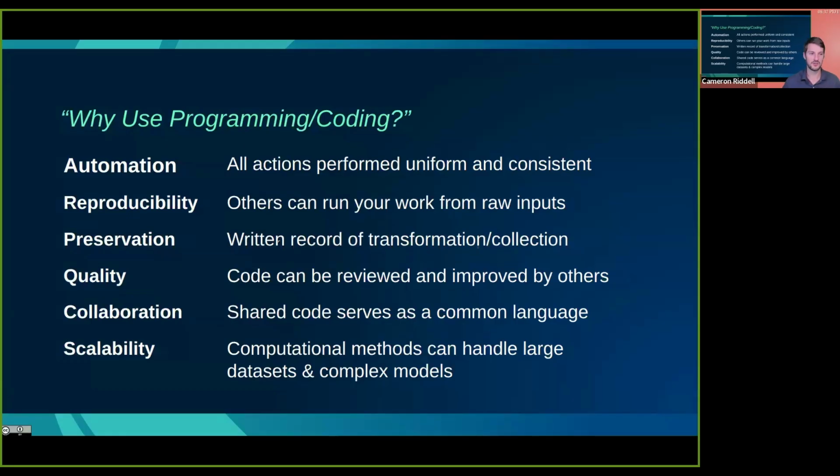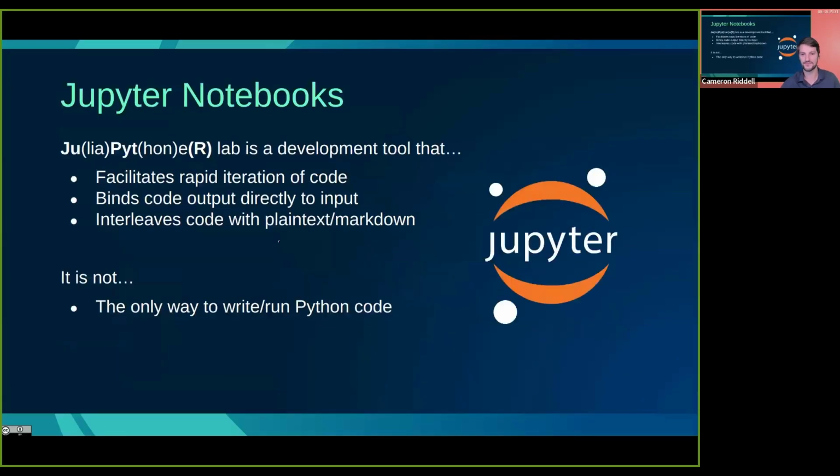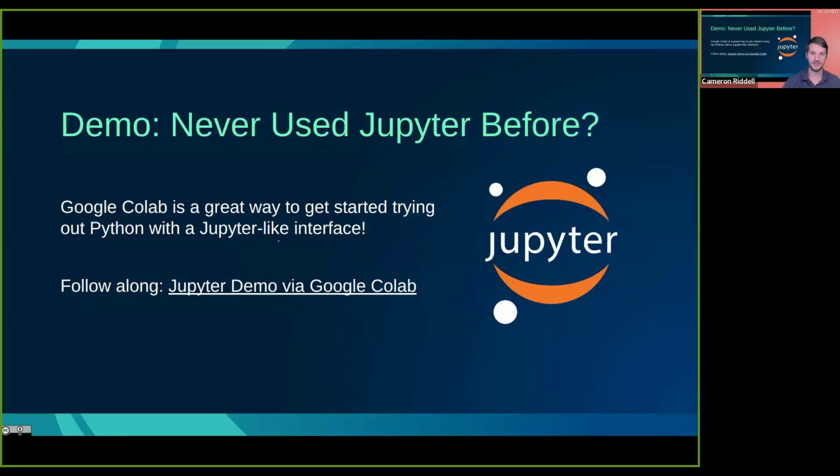It gives us access to increased quality because code can be reviewed and improved by others. In this same line, it gives us access to heightened collaboration. And finally, code will typically give us access to tools that allow us to scale our models or our methods to massively sized data sets. But let's talk about Jupyter.